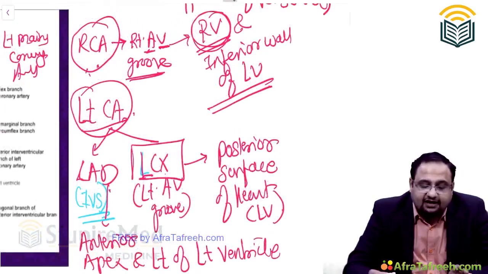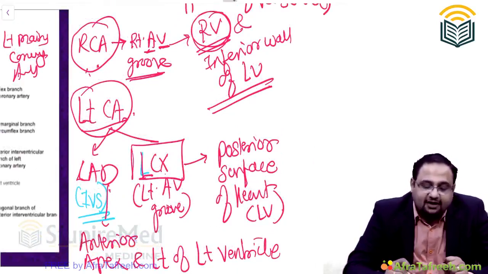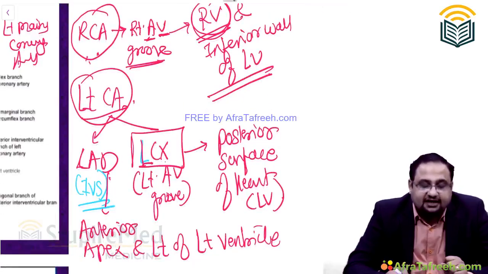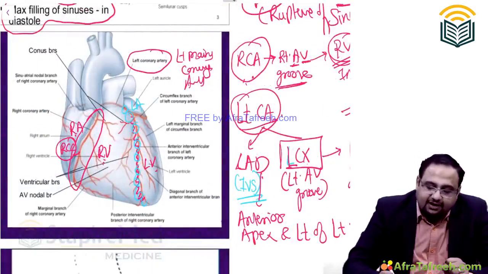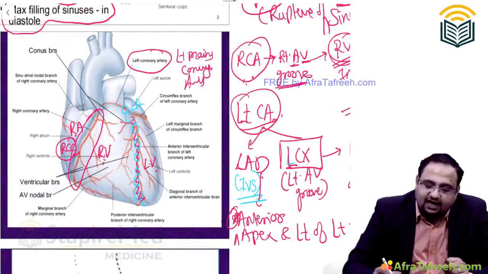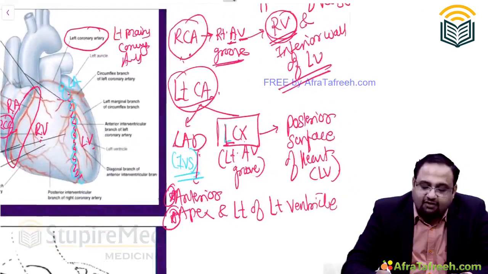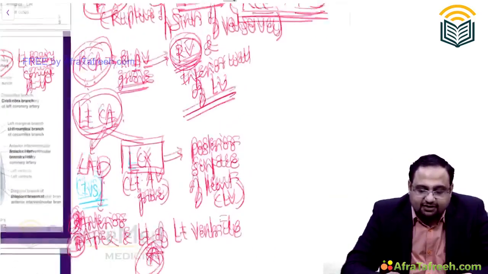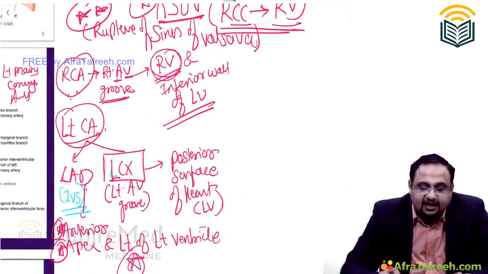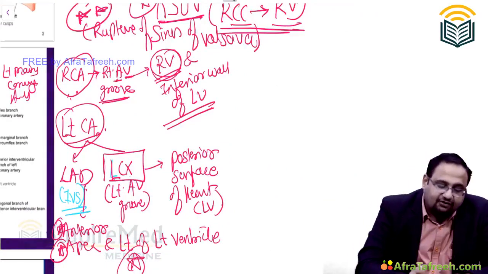So right coronary artery: right ventricle, inferior wall of the left ventricle. Left coronary artery: LAD, that is the left anterior descending artery, and the left circumflex artery. The left anterior descending artery supplies the anterior wall of the heart, very important, the apex of the heart, very important, and the left lateral wall of the heart, very important. So these are the three important surfaces of the heart supplied by the left anterior descending artery, one of the very important arteries.